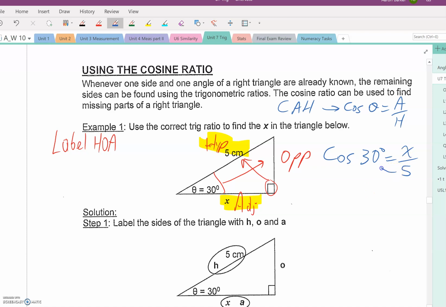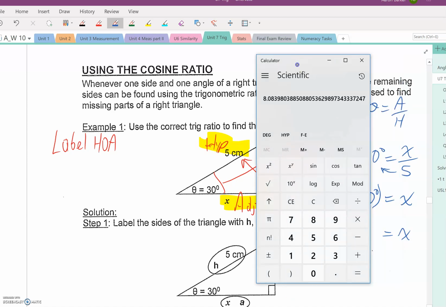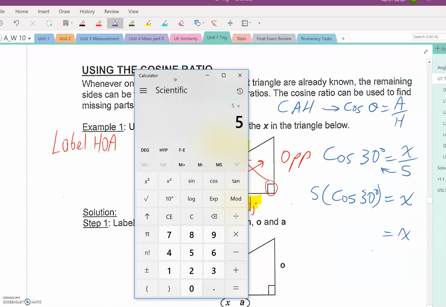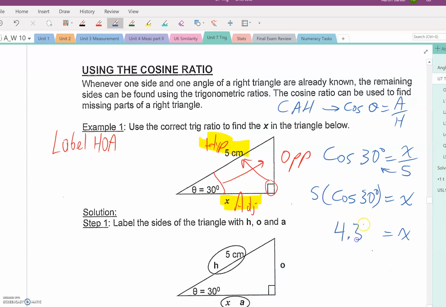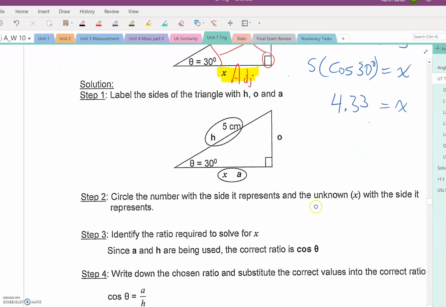Now instead of dividing by 5, we bring it up and multiply by 5. So 5 times cos 30 degrees equals x. And then x equals, we'll go to our calculator. So with a phone, you have to have your numbers first. 5 times 30. Now we press cos. That's cos 30. We have to press this equals sign in order to do the multiplication. 4.33. Okay. So this is when your unknown is on the top, just like up above.